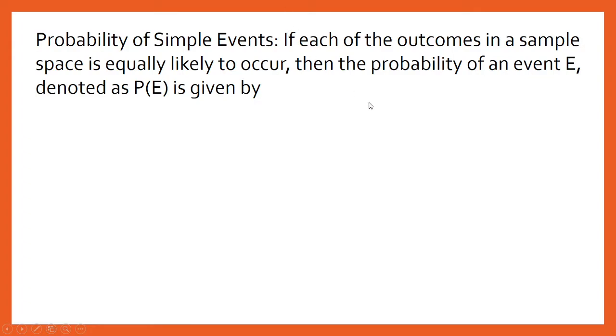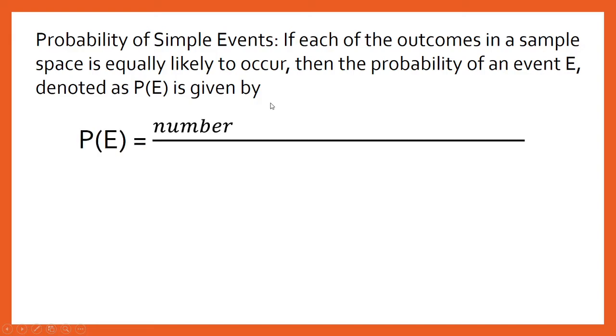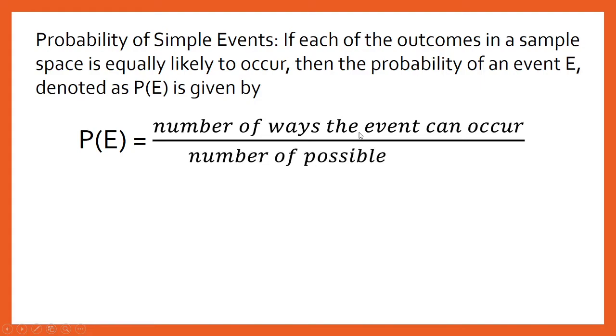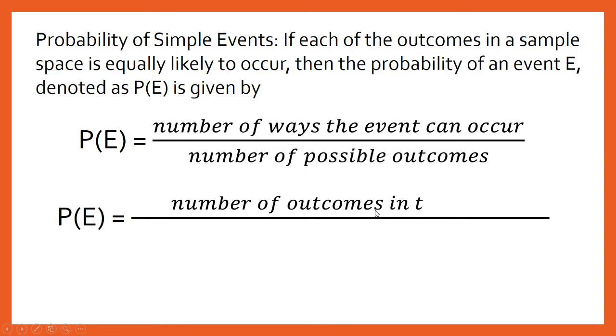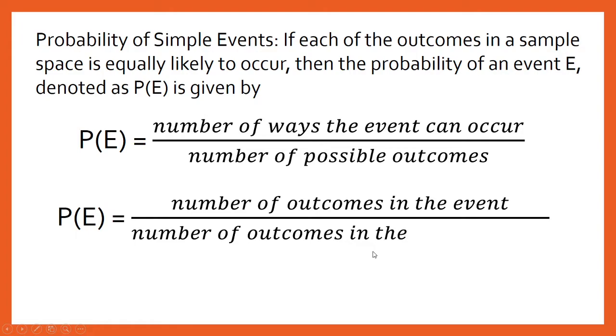So, when we say probability pa rin of simple events, if each of the outcomes in a sample space is equally likely to occur, then the probability of an event E, denoted as P of E, is given by. So, paano yan? So, ito po yung ating gagamiting formula. P of E is equal to the number of ways the event can occur over the number of possible outcomes, or it is the number of outcomes in the event over the number of outcomes in the sample space.